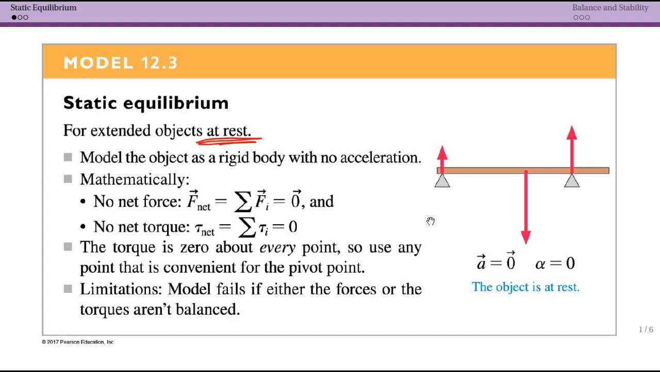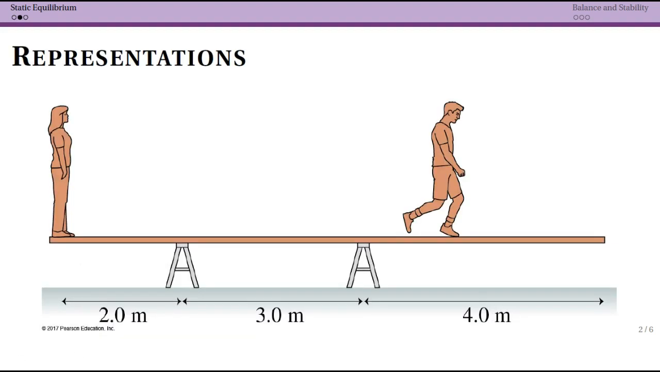So this is extending our previous equilibrium model to include torque as well. I want to talk here a little bit about representations, and specifically what is everything that you're going to want to label when you're doing static equilibrium problems. And I'm going to go through 2 examples.